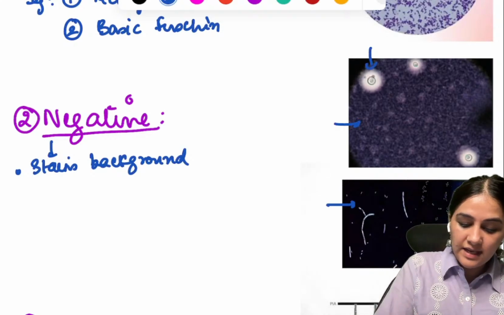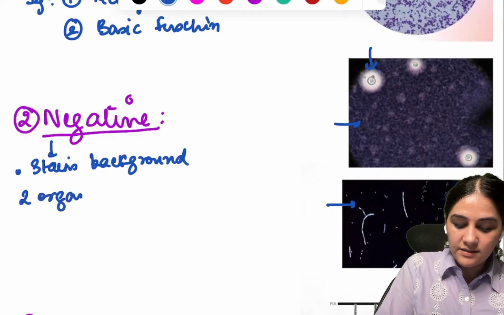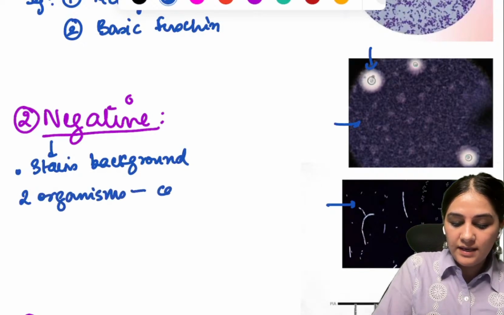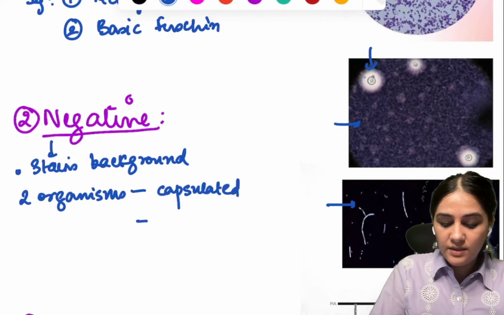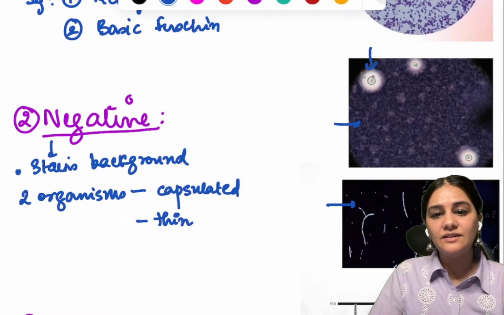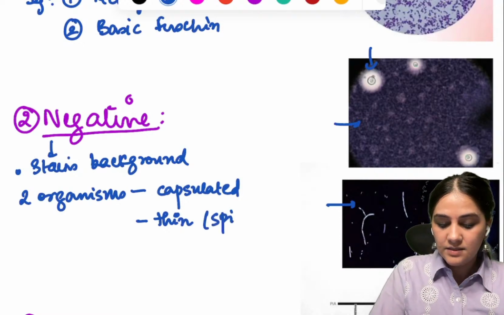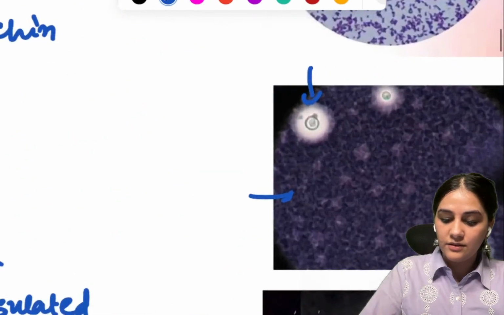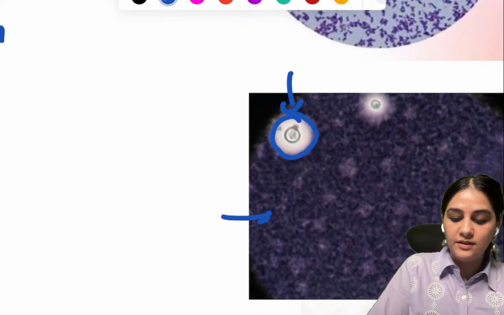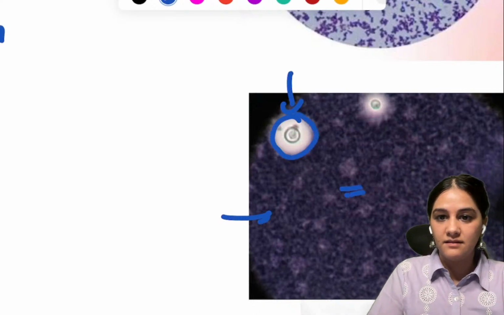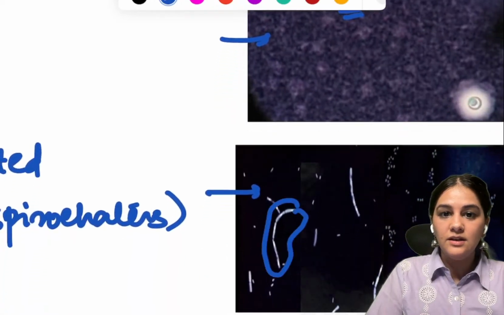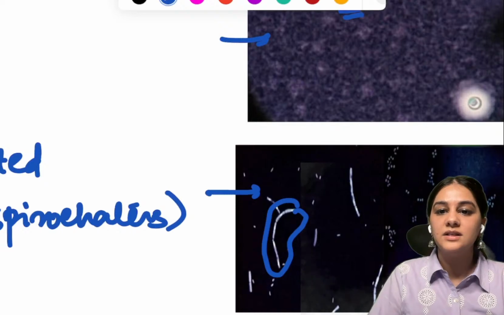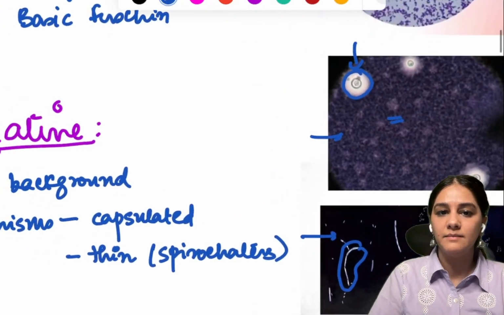So this negative staining is actually used for two types of organisms. One is the one that is capsulated, so that we are able to see the capsule better, and the other ones that are too thin, the bacteria that are very, very thin, like the spirochetes, right? So can you see here? What are we seeing? We are seeing the capsule here and the background is stained black, right? And here can you see what these are? These are actually your bacteria, your spirochetes. So spirochetes are very, very thin bacteria, right?